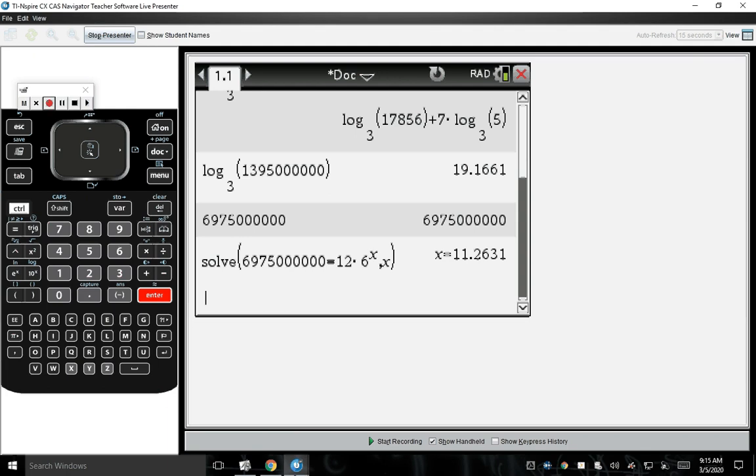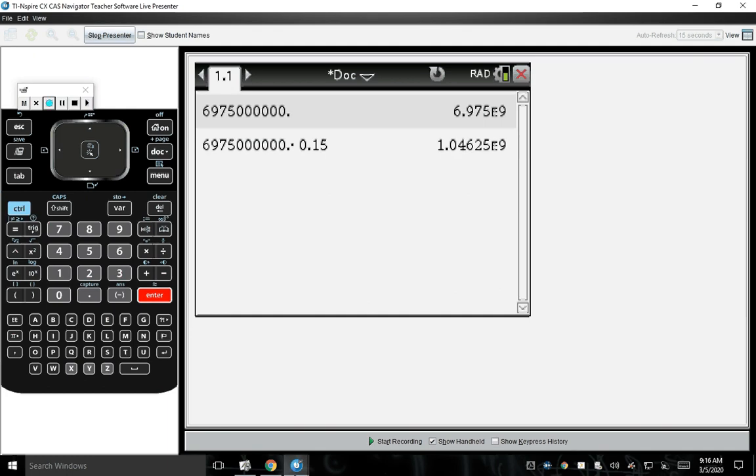6,975,000,000. So I'm just going to do E6, because that will give me 6 zeros. Okay? And you will multiply it by 0.15. And then you will take that and you will subtract this to get, this is my number. Raise your hand and be honest if you would have done that. Okay? A lot of people probably would have.